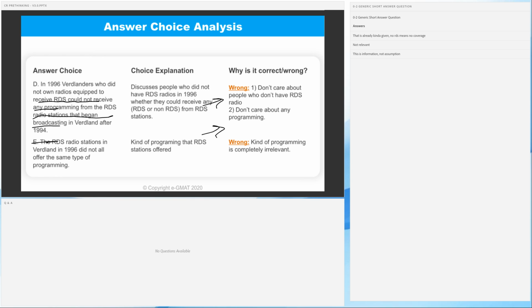But a lot of people think, oh, it has this attractive word "any," and a lot of correct answer choices in critical reasoning have the word "any." So I'm going to choose this. How many of you did that? Okay, absolutely wrong in this case. It's not restating the facts, because people who don't have an RDS radio could receive normal programming. That's absolutely okay. So this is not consistent with, or repeating, the facts from the argument either.